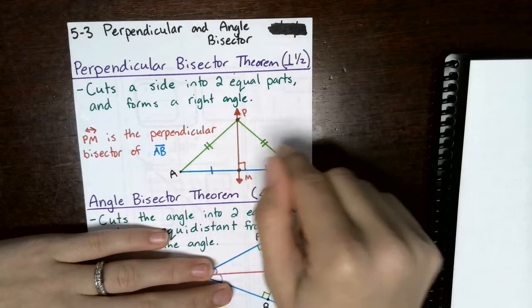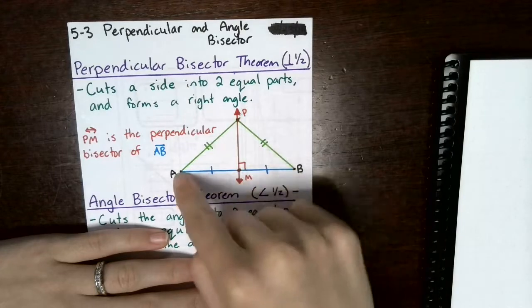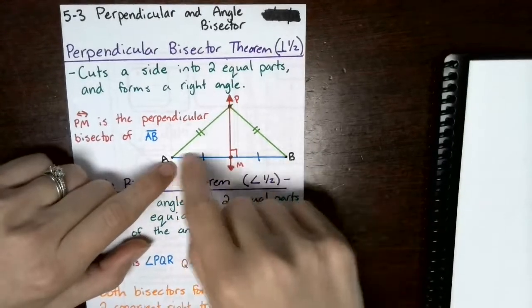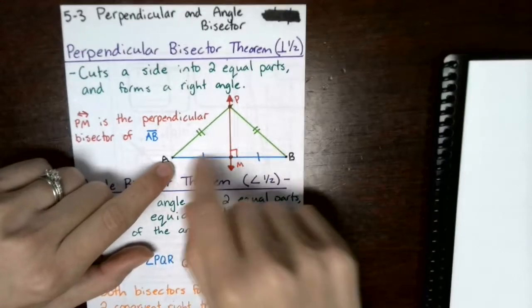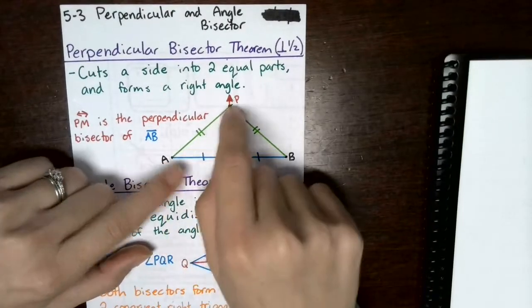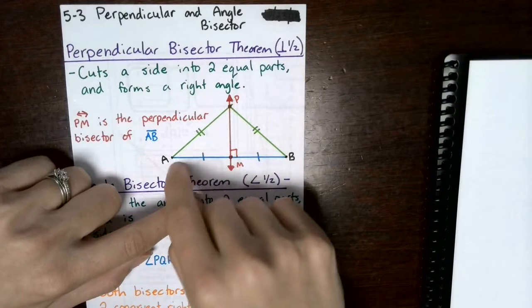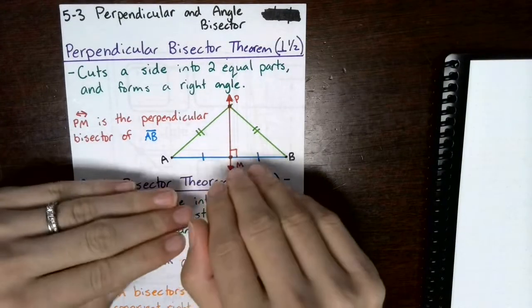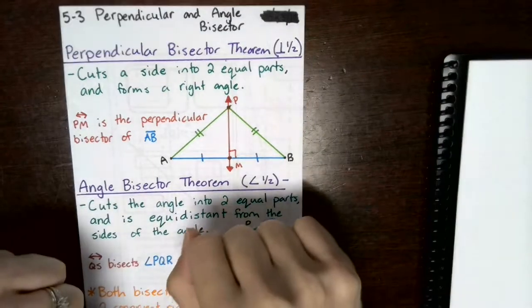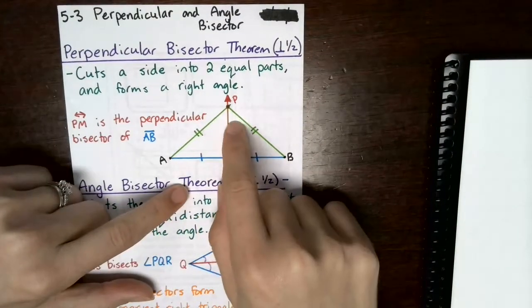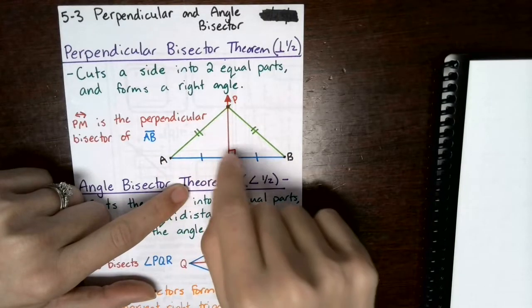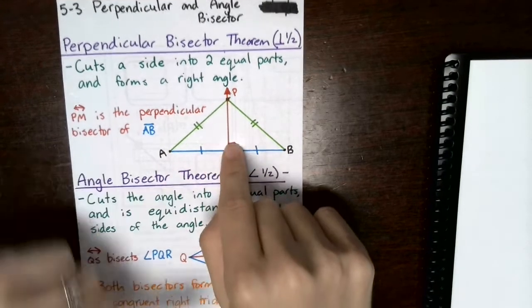Now the difference here is this isn't trying to be a triangle. What this is saying is it's cutting this side in half, PM is, and then these distances are equidistant from point P. So it's really not trying to be a triangle. If you see it as a triangle, that's totally fine. But the main point is that this line PM cuts AB in half and forms a right angle.